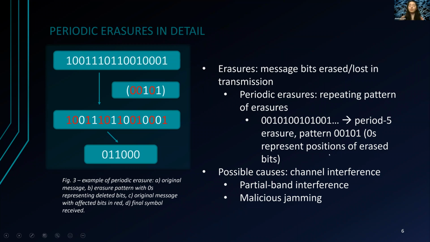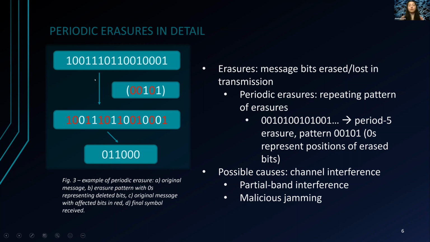The zeros here represent the positions of erased bits. They are not actually 0 bits. They just represent positions of bits that will be deleted in transmission. So for example, if you have this data message here, and we apply this period 5 erasure pattern with the red bits representing which bits will be deleted, we can overlay and see 0, 0, 1, 0, 1, 0, 0, 1, 0, 1, etc. So these red bits are going to be deleted, and this is what you receive.